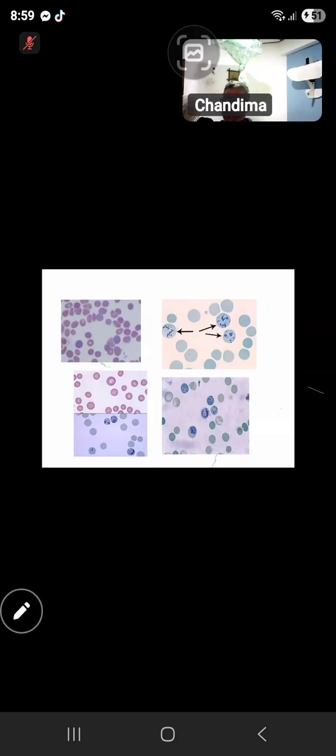Someone asked, can we use capillary blood? Yes, we can use capillary blood, but your puncture should be proper. You have to wipe off the first drop to avoid contamination with tissue fluid. We can use a drop of capillary blood directly, but the puncture should be proper.